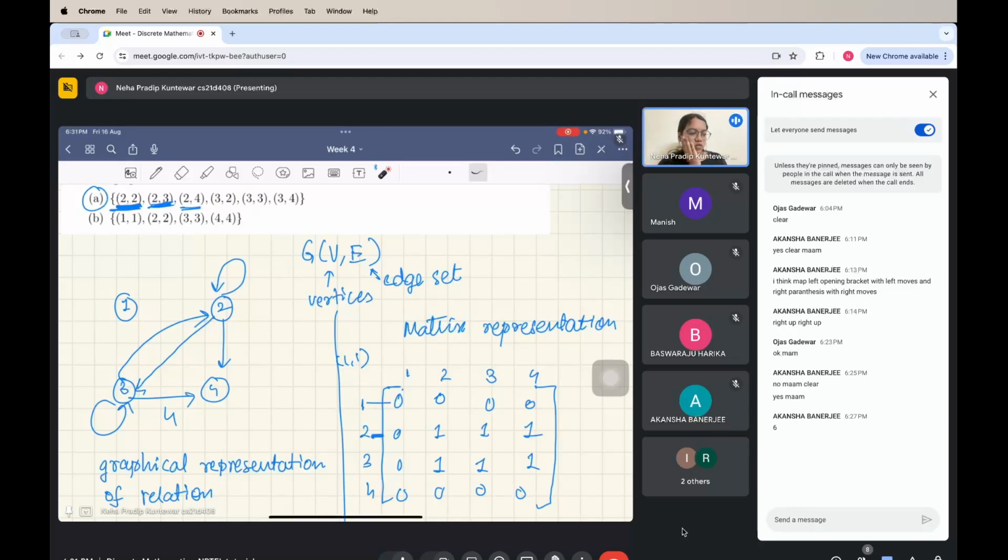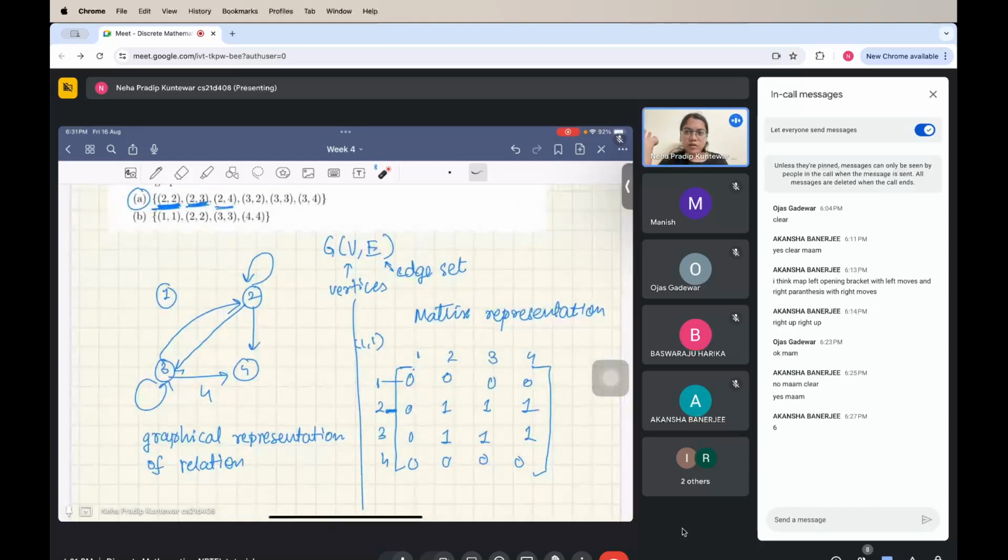Okay, so are there any questions about the definitions of relation or the two representations that we saw? If there are questions, then let me know right now, or you could try this part B. I'll wait for a couple of minutes and then you can let me know your answers.